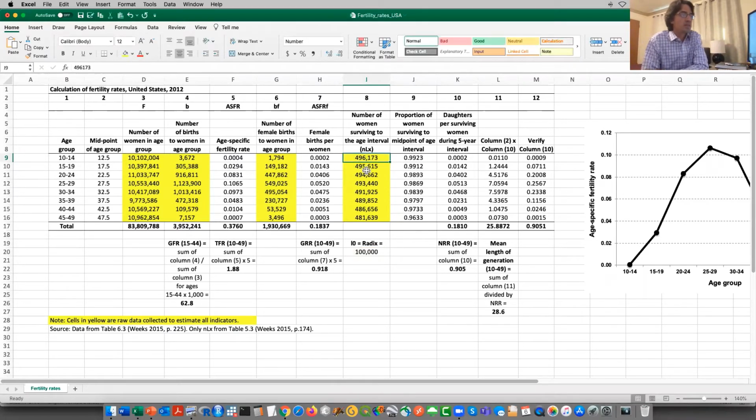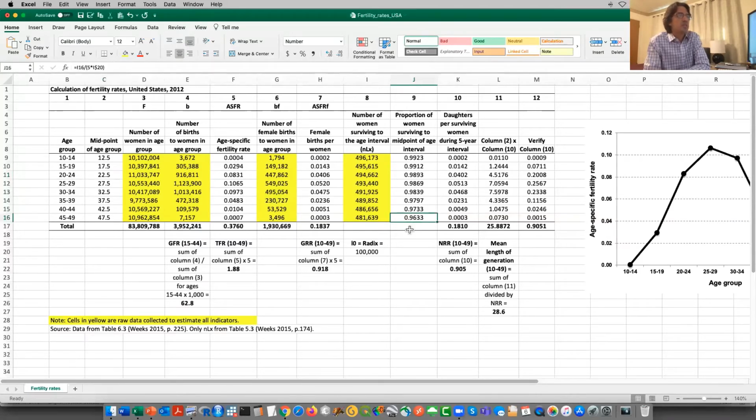And this big L_x, all this information here, is calculated based on mortality rates of these women in these specific age groups, in this specific year, in this specific country. So what is important to say is that this information here is based on information from mortality rates. And here we have the proportion of women surviving to the midpoint of that specific age interval. So 99.23% of women reached the age of 12.5 years. 99.12 reached the age of 17.5. Some of them died. And then only 98.93 reached the age of 22.5.